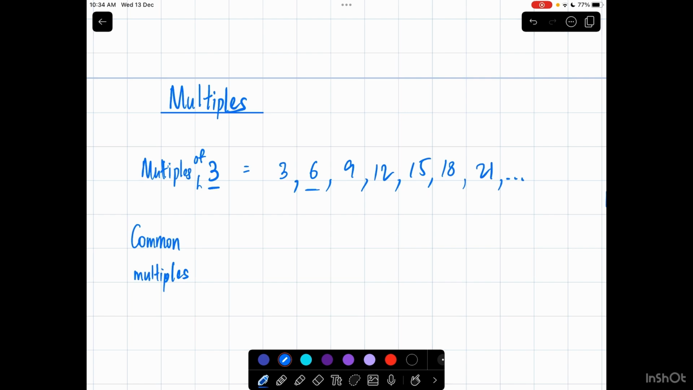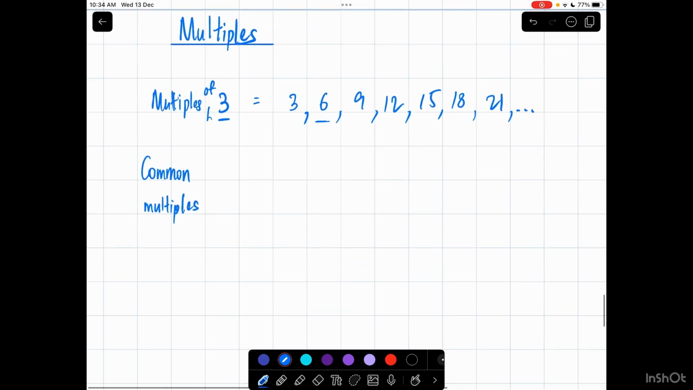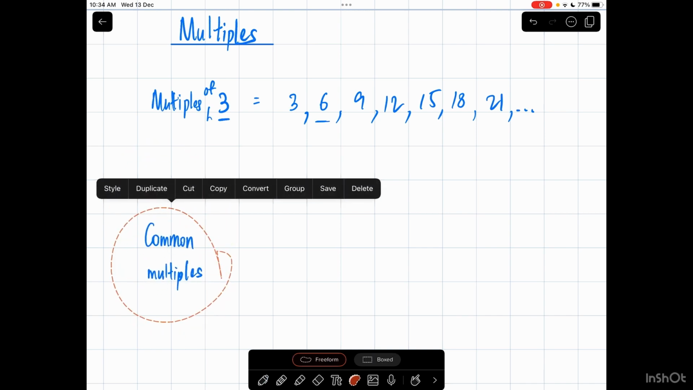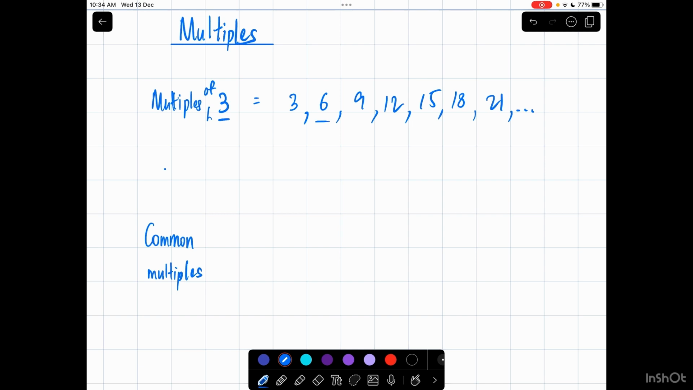Common multiples are the multiples that two numbers share. For example, we have multiples of 3 here. Let me quickly write the multiples of 6 as well. Multiples of 6, which start with 6, 12, 18, 24, and so on. So here we have the common multiples, which means the multiples that appear in both lists.